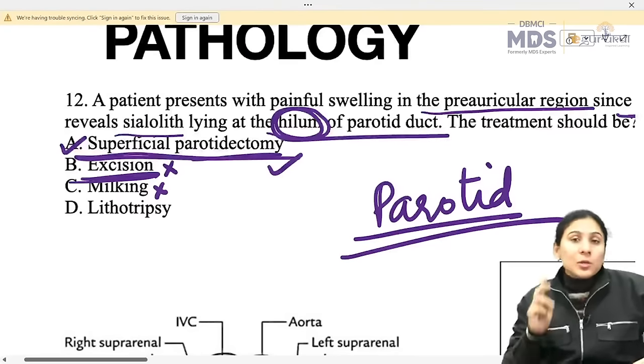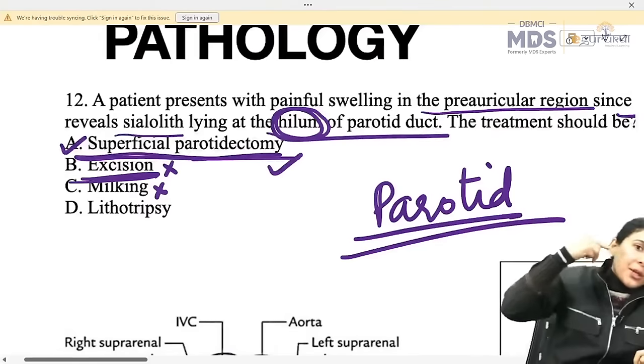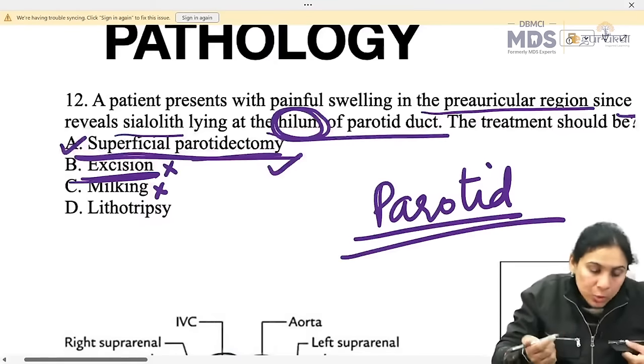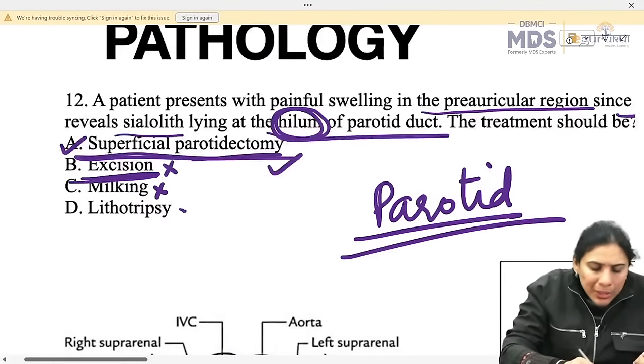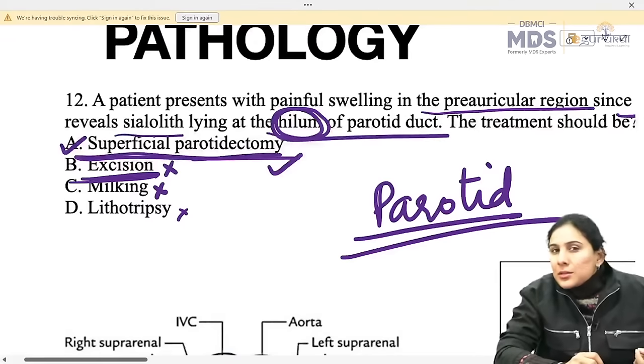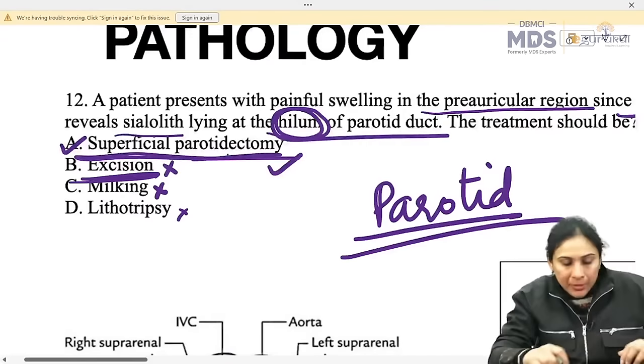Milking is not possible. You cannot milk a stone from the hilum and bring it to the Stenson's duct opening. No, that is not possible. Or Wharton's duct opening, it is not possible. Lithotripsy, not a very successful treatment in parotid stones. Okay, so the best answer is superficial parotidectomy.